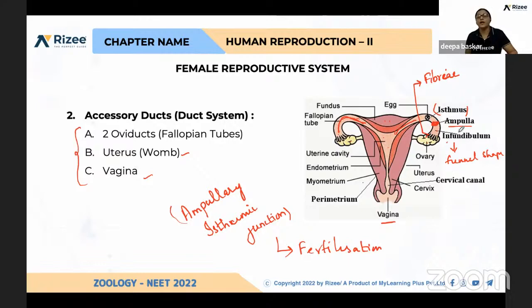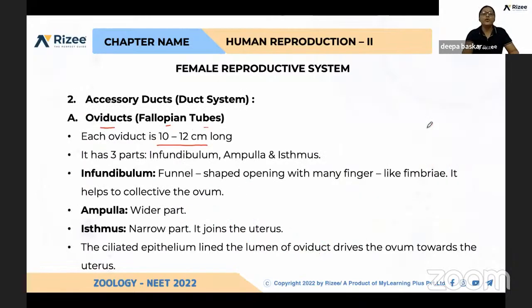And what is the site of fertilization? They will ask ampullary-isthmic junction, or else if you have the option ampulla, you have to select ampulla. Got it? Do you have any doubt regarding the fallopian tube? So the parts are important: infundibulum, ampulla, isthmus. The isthmus has connectivity with the uterus, and the infundibulum has connectivity with the ovary. This you have to remember.